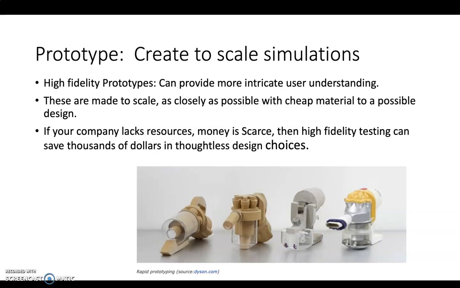High-fidelity rapid prototyping. This type of prototyping creates, to scale, a simulation of your object. It can provide more intricate user understanding. These are made to scale as closely as possible with cheap materials to a possible design. If your company lacks resources and money is scarce, then high-fidelity testing can save thousands of dollars in thoughtless design choices. This type of prototype could be used very well to photograph and create a poster. It also allows you to interact with your object and locate possible problems with the design.